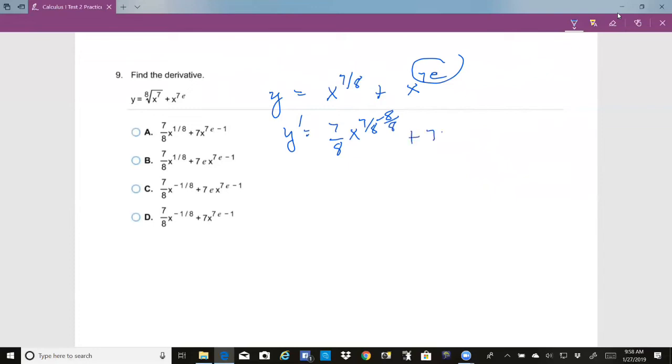plus 7e x to the 7e minus 1, and we get 7/8 x to the minus 1/8 plus 7e x to the 7e minus 1. And that is answer C.